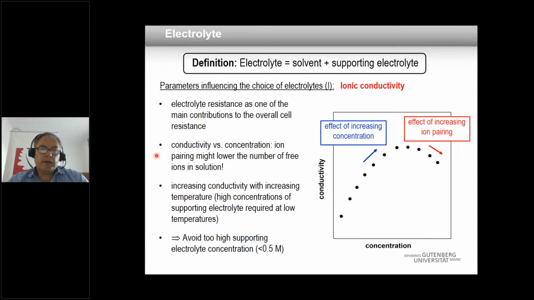Some words about the electrolyte. The electrolyte is what we call everything between the electrodes. That means solvent and supporting electrolyte, and basically also the substrate.